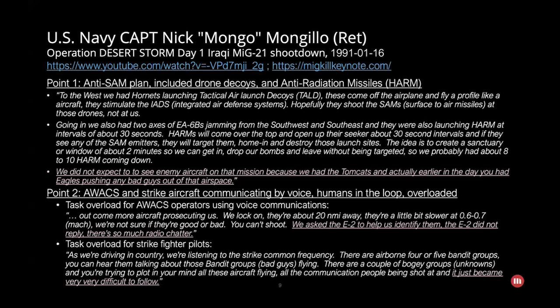Okay, so point two is AWACS. These are communicating by voice. This is not Link 16. And it's pretty obvious that they did get some important cues, but later on in the fight, when the AWACS is overloaded, because you have multiple strike packages coming in, it's very easy for both the AWACS operators to become overloaded and the pilots to become overloaded. I mean, it's very clear. We asked the EW to help us identify them. The E2 did not reply. There's so much radio chatter. Right? It just became very, very difficult to follow the spatial idea of who's where and what.